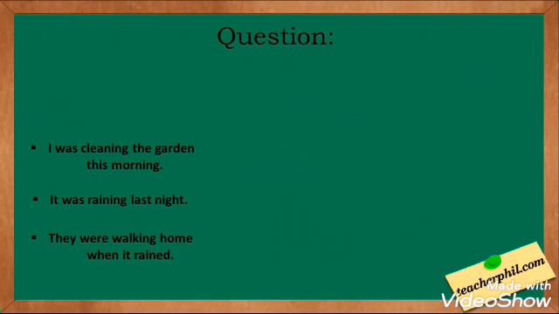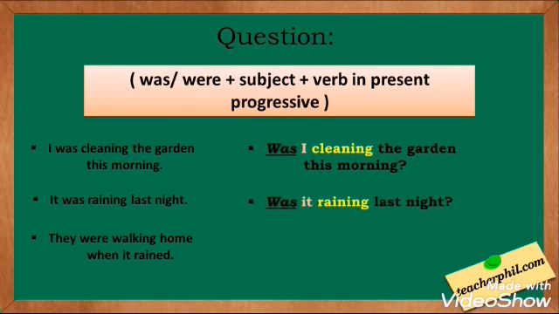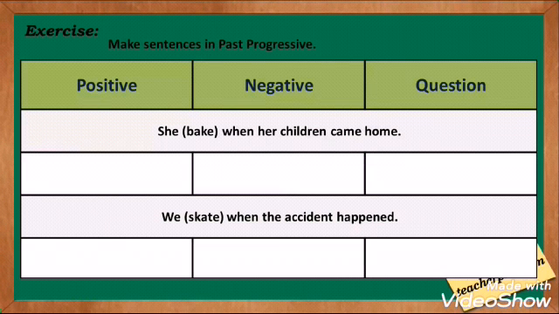What is the question form of the past continuous? Was or were plus subject plus verb plus ing. Like the first example, I was cleaning the garden this morning. The question: was I cleaning the garden this morning? The second example, it was raining last night. The question: was it raining last night? The third one, they were walking home when it rained. The question: were they walking home when it rained?